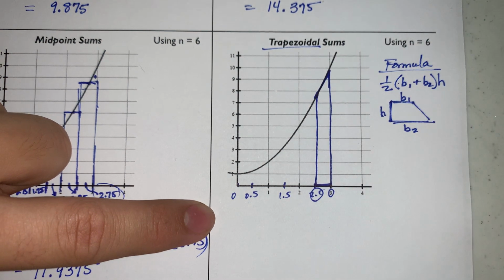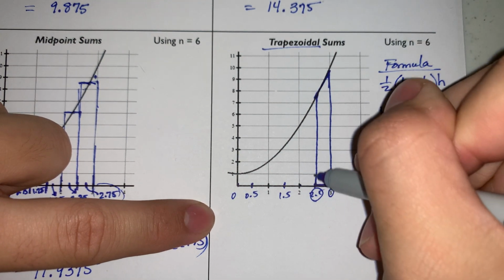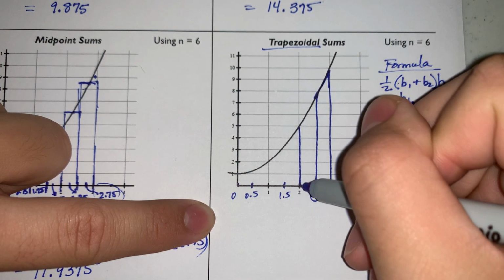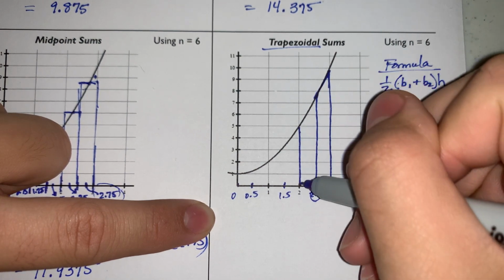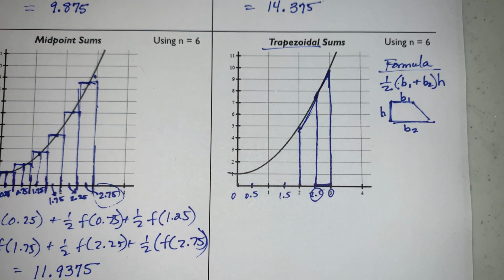And then 1/2 we just always include into the area of a trapezoid. This next trapezoid is going to be f of 2.5 and f of 2 for the lengths of base 1 and base 2, right? And then you have that trapezoid.